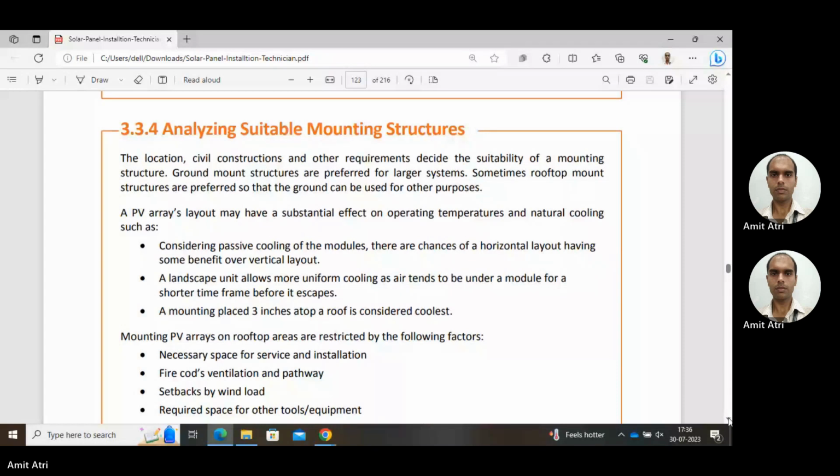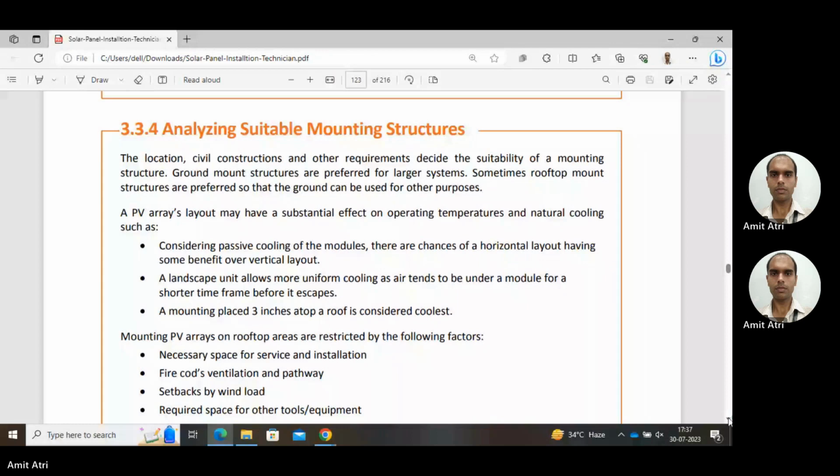But on the other hand, it acquires space on the ground. Rooftop systems don't need any extra space because they use already available infrastructure. The building is already there, and on the roof we are installing it. So both ground mounted and roof mounted have their own advantages and disadvantages, and we select as per the requirement. If we need large power and want to develop a large capacity system, then we will go for a ground mount structure. For better space utilization, rooftop systems are preferred.